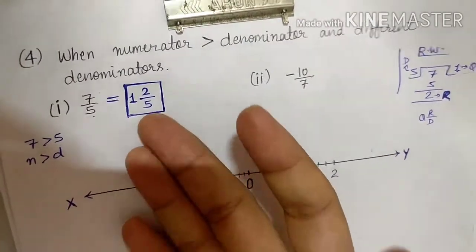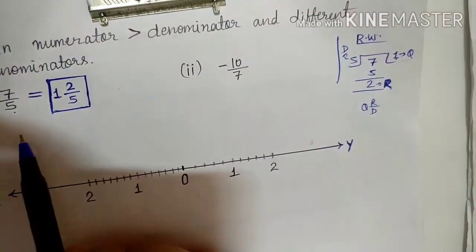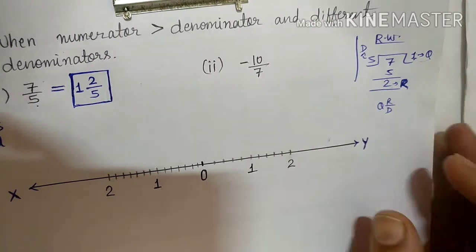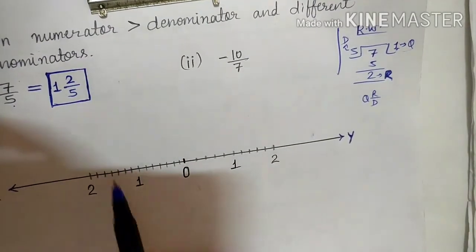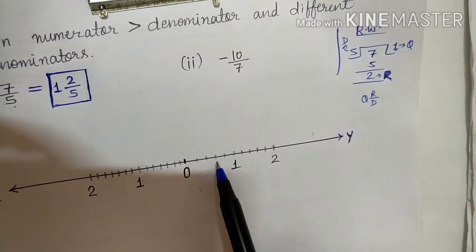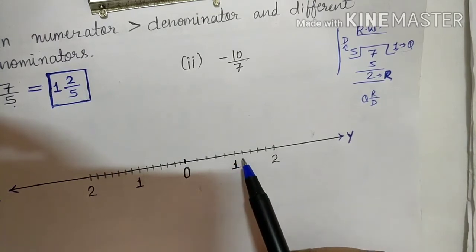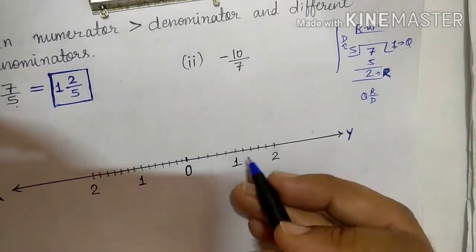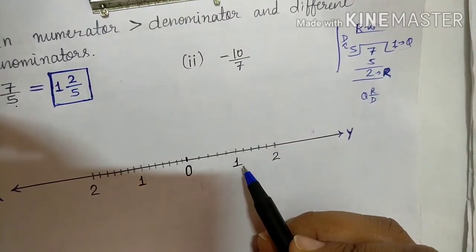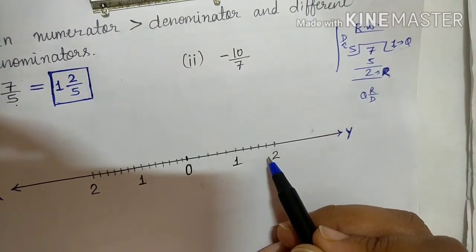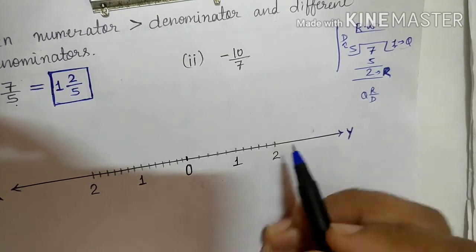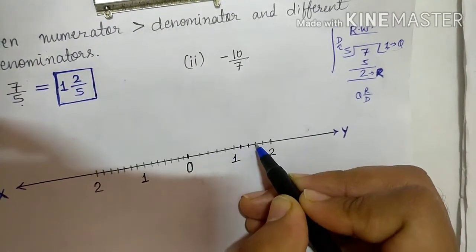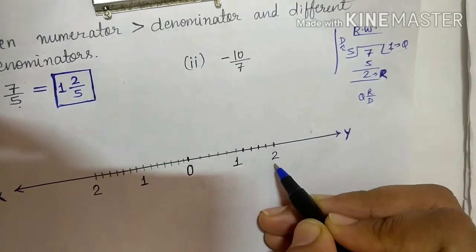Now we can easily represent this number on the number line. What is the number? 1 2 by 5. 1 is positive, so it will come on the right hand side of 0. 1 2 by 5 means it is greater than 1 and less than 2. So it will come between 1 and 2. What is the denominator here? 5. So we have to divide the gap between 1 and 2 into how many parts? 5 equal parts. After 1 I will start 1 2 3 4 5. On the fifth point 2 will come.